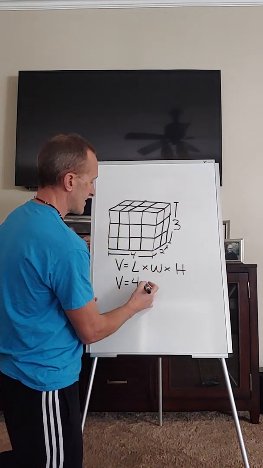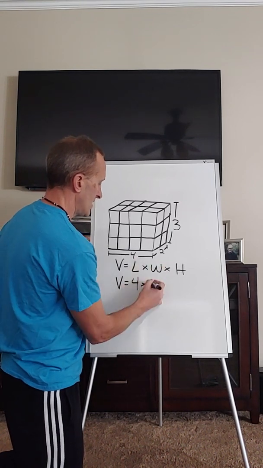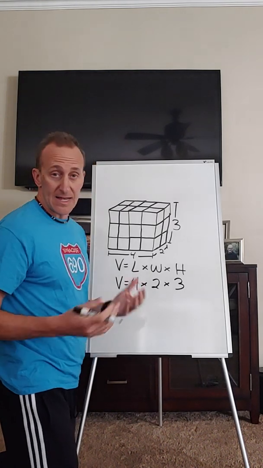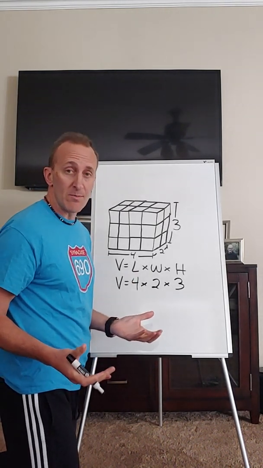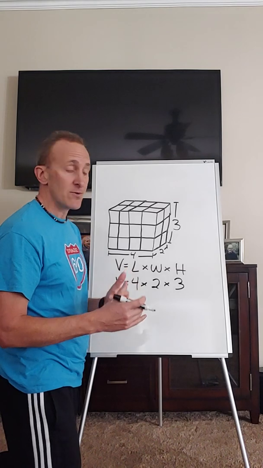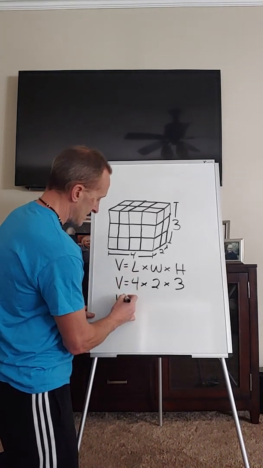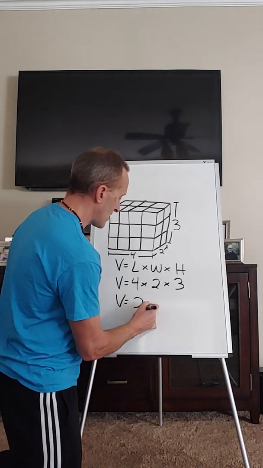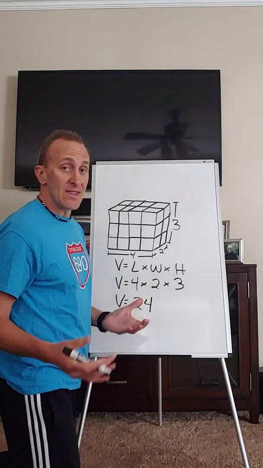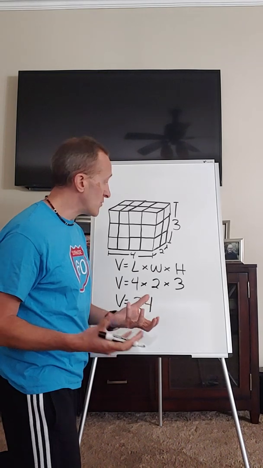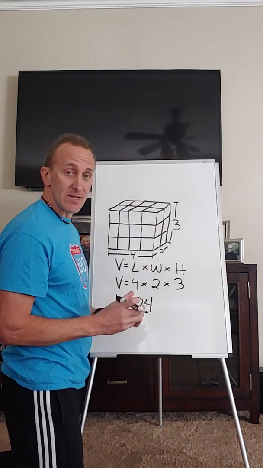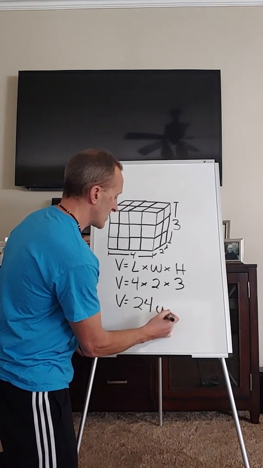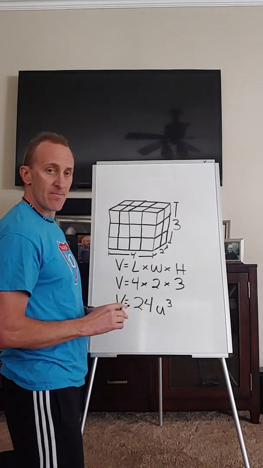So volume is length times width times height. 4 times 2 times 3. Like I said, it doesn't matter what order we multiply. Do whatever is easiest for you. Volume is 4 times 2 is 8. 8 times 3 is 24. And what that means is there are 24 cubes in this rectangular prism. 24 cubes total. So I'm going to label that units cubed.